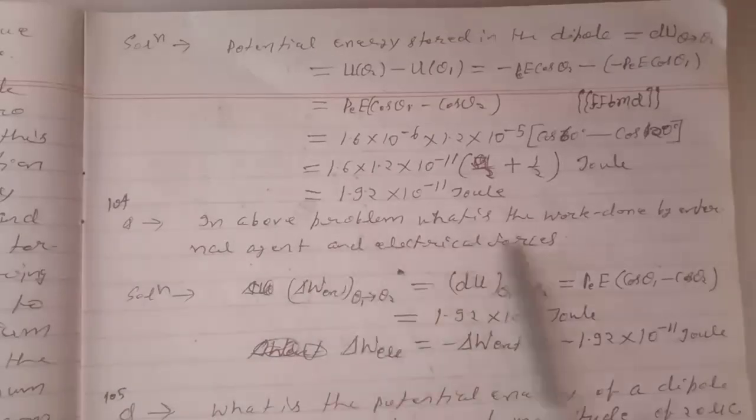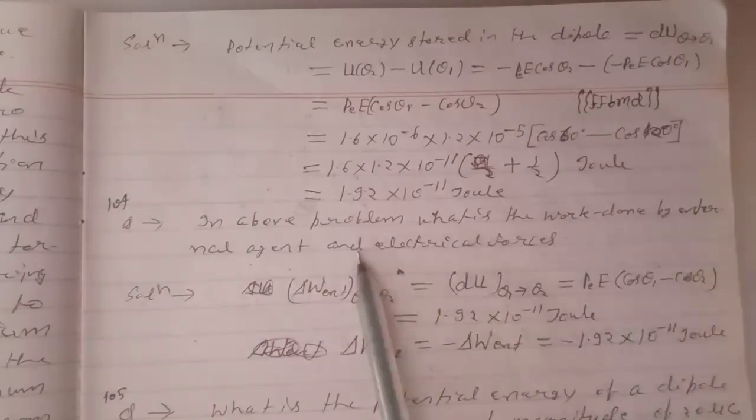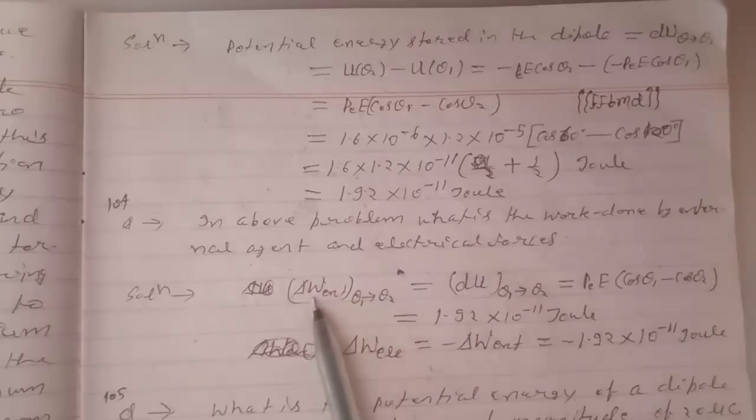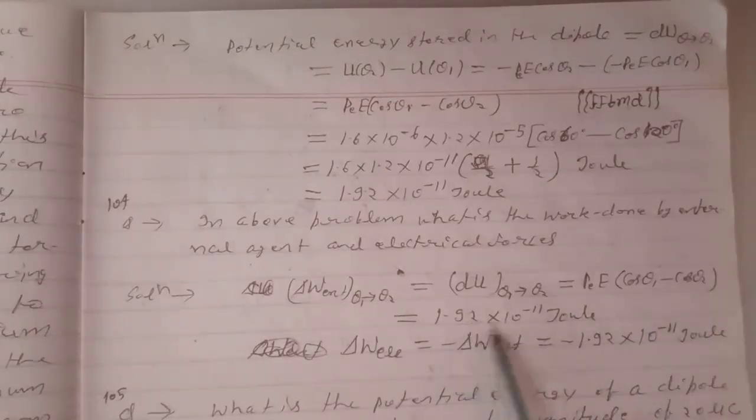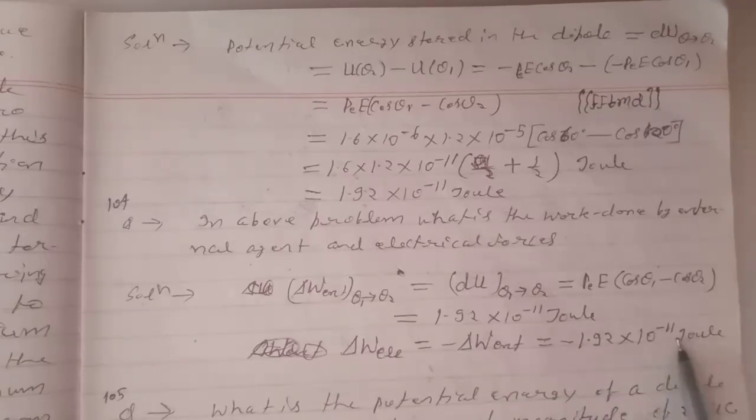In the above problem, what is the work done by the external agent and the electrical force? ΔW external from θ1 to θ2 is equal to ΔU from θ1 to θ2, which is pE times (cos θ1 minus cos θ2), equal to 1.92 × 10^-11 joule. But ΔW electrical is minus ΔW external, equal to minus 1.92 × 10^-11 joule.